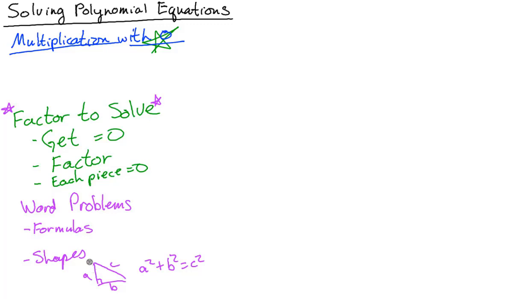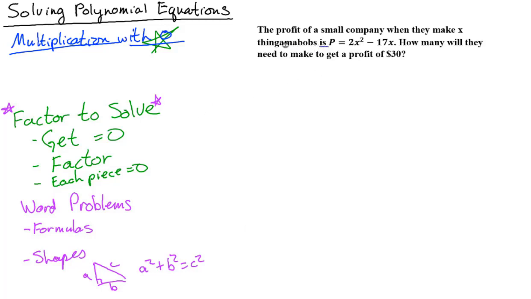So here's the first one. The profit of a small company when they make X thingamabobs is P equals 2x squared minus 17x. How many will they need to make to get a profit of $30? Notice the formula is given for us, and all they're doing is asking what X is when P is 30. Now, most word problems are like this, that you've just been taught how to factor to solve equations. So guess what?